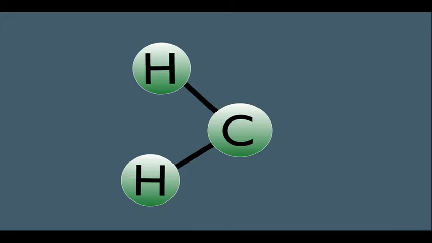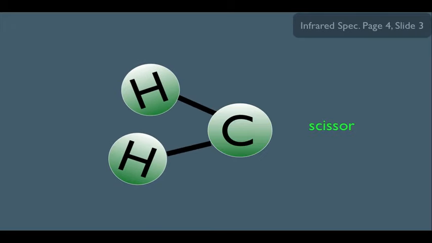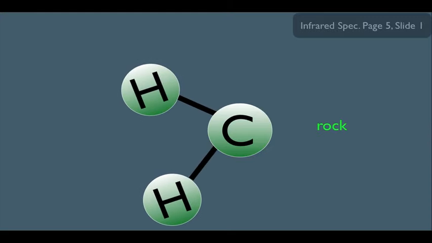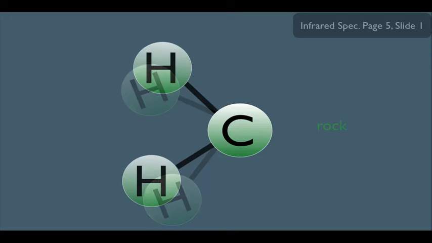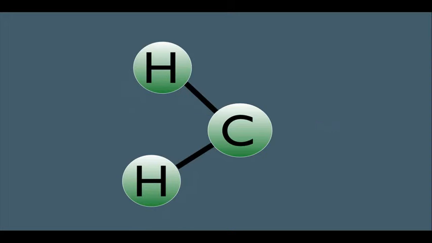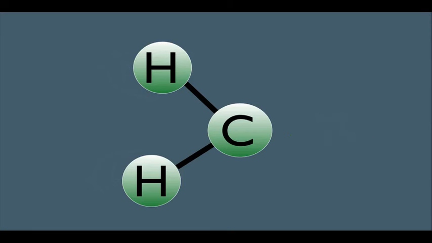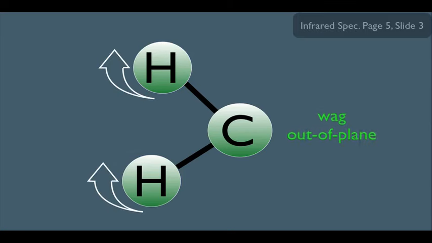Sometimes the bonds can even do this, something called scissoring. And the bonds can also do this, which they call rocking. And it can also get very three-dimensional. This is obviously hard to see here, but these hydrogens can actually twist out of plane, which means from our point of view, the hydrogens would move out towards us, and therefore the hydrogens would now be not in the same plane as the carbon. Or they can even wag out of plane.